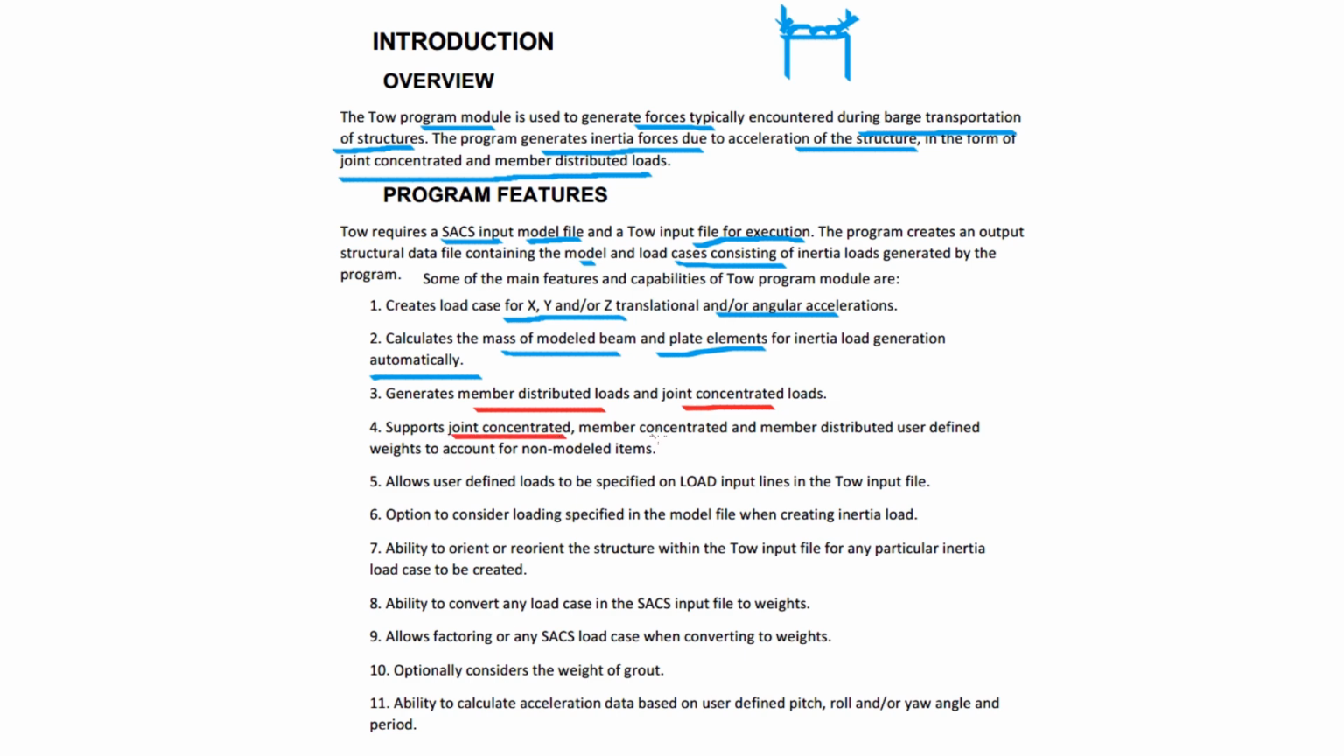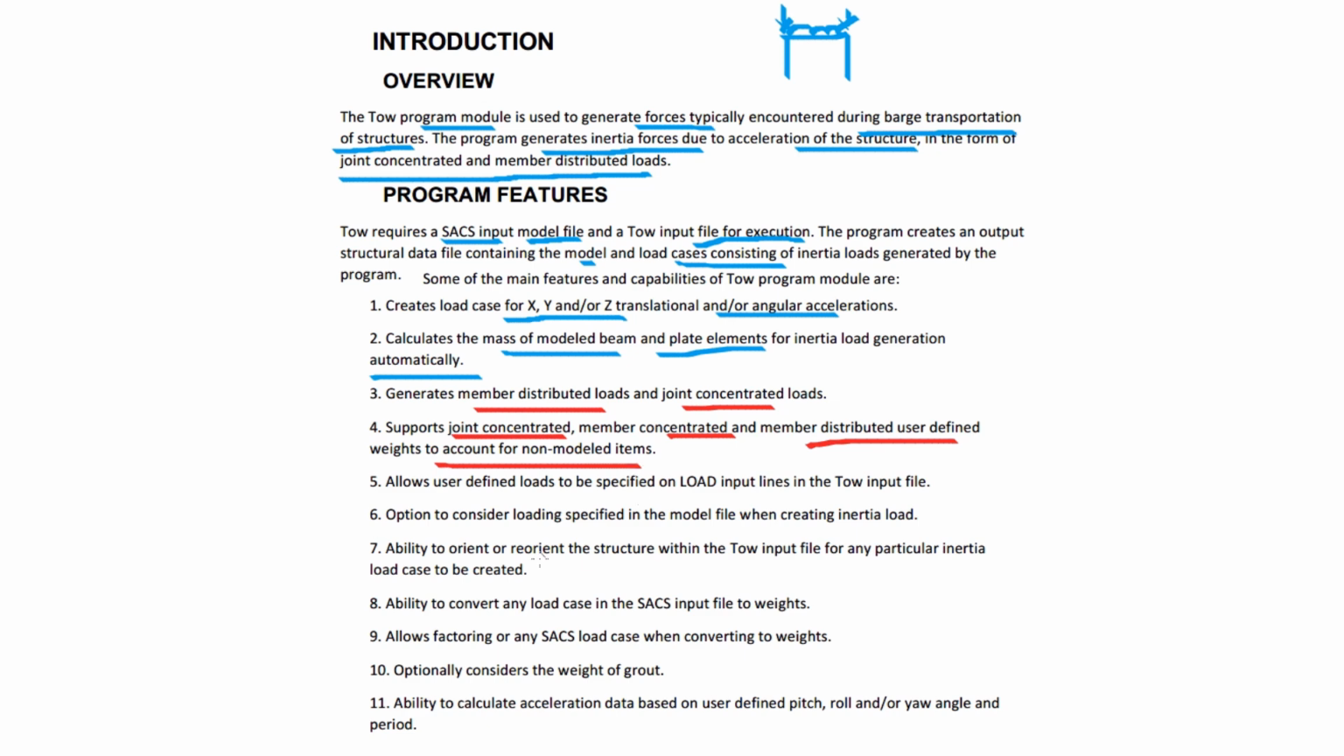It supports joint concentrated and member distributed user defined weights to account for non-modeled items. There may be some non-modeled items, like some kind of equipment weight. So to account for those non-modeled item weights, it supports joint concentrated and member distributed user defined weights. It allows user defined loads to be specified in the load input files in the TOP input file. There is an option to consider loading specified in the model file when creating inertial loads. So when we have loads specified in the model file, we can use those loads to create the inertial loads. Those options are available.